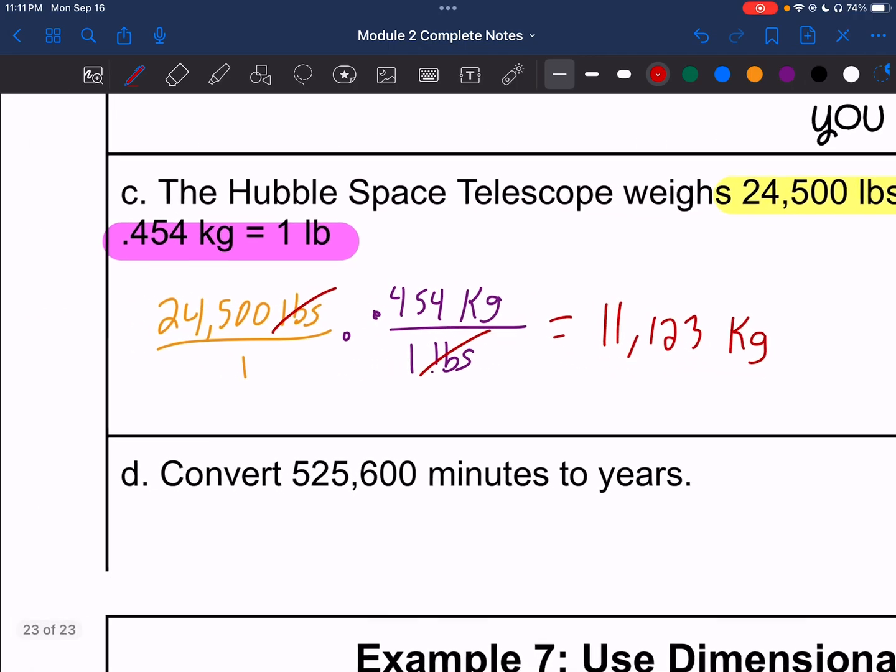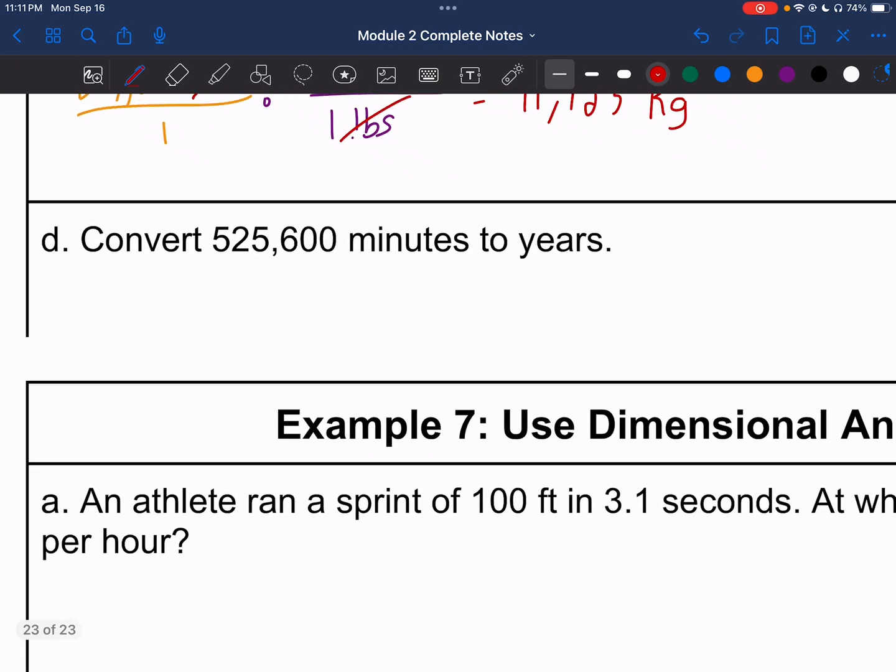All right, now, letter D, we are going to convert 525,600 minutes into years. So here, we're only given a starting point, and we're given an ending point. So we're going from minutes to years, and we need to figure out the steps along the way. Now, the reason I didn't give you any conversion factors here is simply because you should be able to know all the conversions between minutes and years.